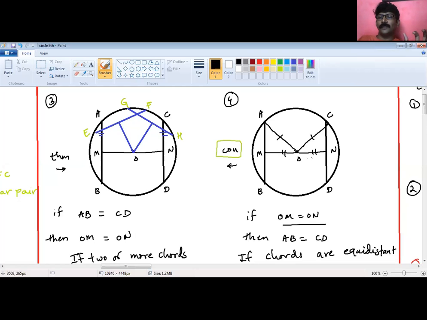Now let's understand. If we have to prove that AB is equal to CD, that means we'll have to prove that these two triangles are congruent. Which two triangles? These two triangles need to be proved congruent. So we'll try and prove these two triangles are congruent. And how will we prove these two triangles are congruent?